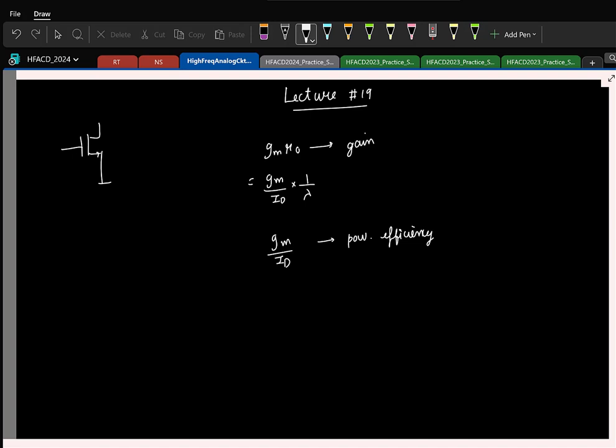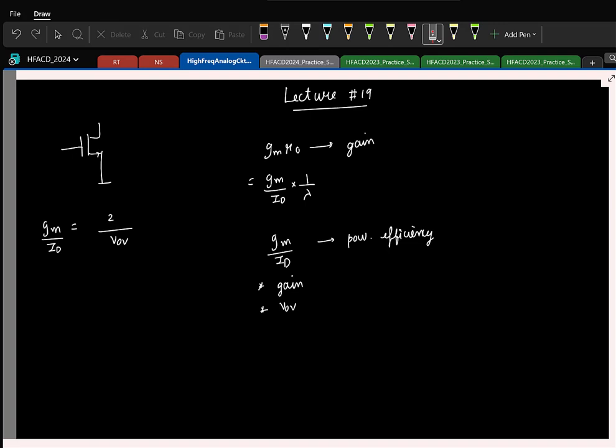And if you have a large gm by ID, what can you say about the intrinsic gain? That will also be large. So this also gives you some idea as to what is the gain of the transistor, right? And remember, gm is 2 times the drain current by the overdrive voltage. So then what is gm by ID? I'll rewrite it. It's basically 2 by overdrive voltage. So it also gives you an idea about the overdrive voltage, or in other words, how inverted the transistor is.